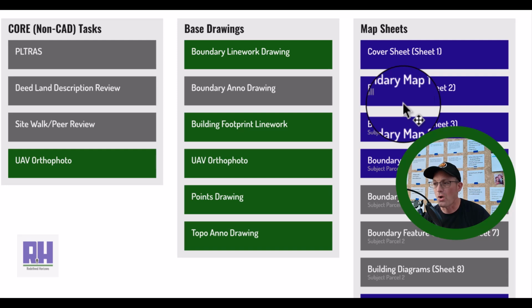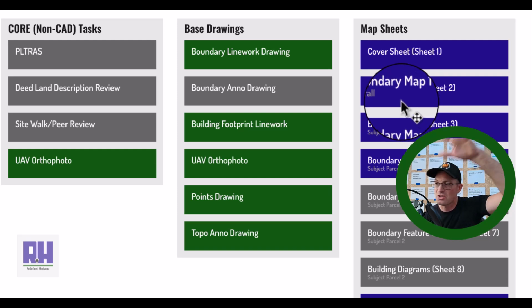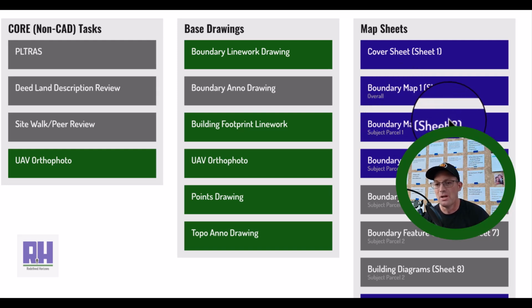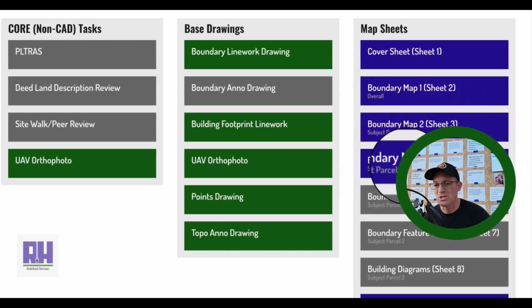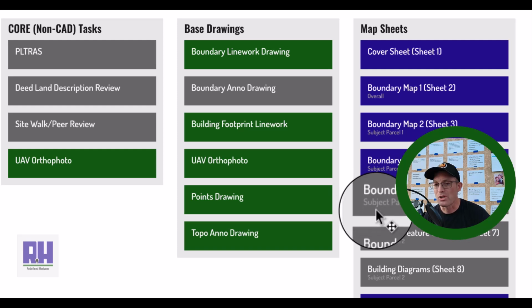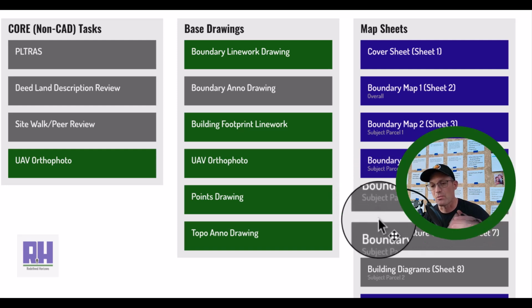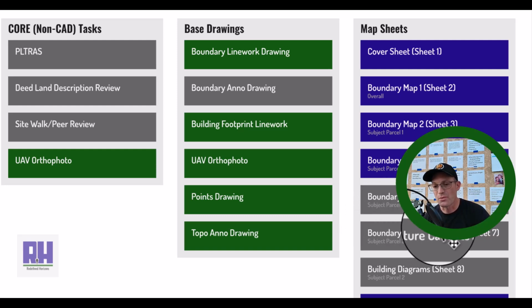I need an overall because I'm in a subdivision. I need to show some ties to the outside of the subdivision. We have 2 subject parcels here. So we have a map sheet for each. Then we have what we call our boundary feature callouts. That's where we call out all the features within 5 feet of the property line, which is required by the AltaSpec. So we'll have 2 of those, 1 for each subject parcel.